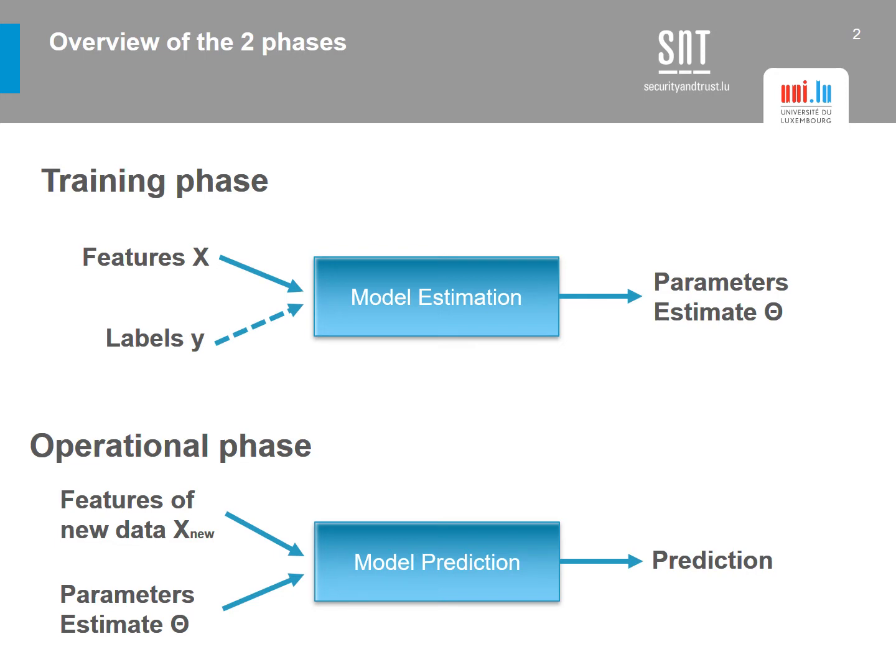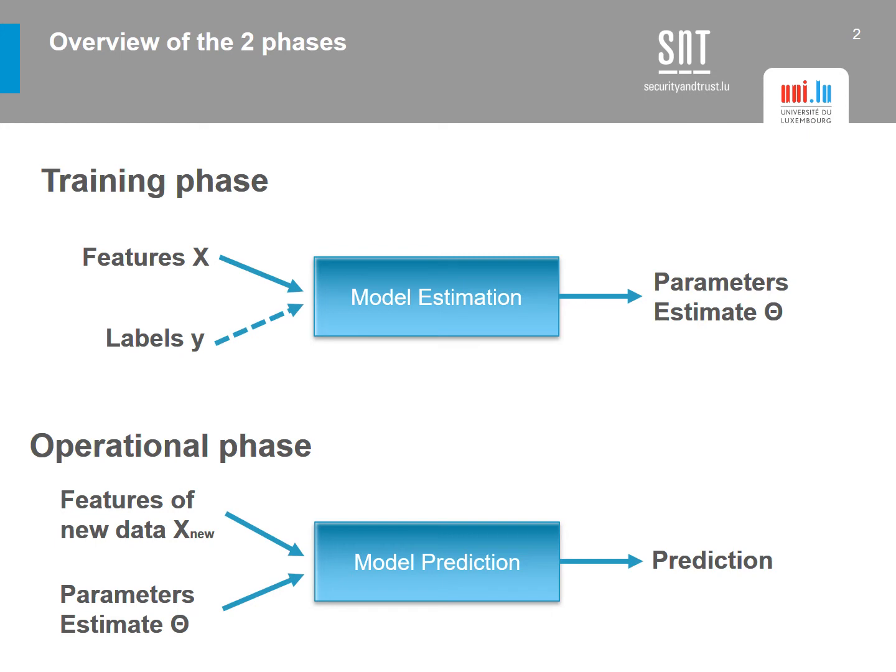In the operational phase, we have some features of new examples or new data, and we input these along with the estimation of parameters that we have. What we receive as an output of this step is some prediction from our model. So these are the two phases. One is learning, which is estimating the internal elements of the model. And the other one is using what we have learned from the training phase to do some prediction.